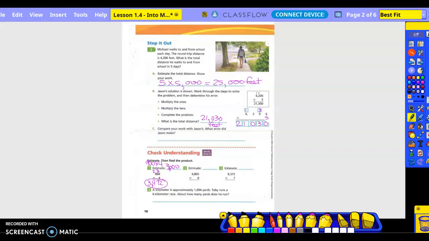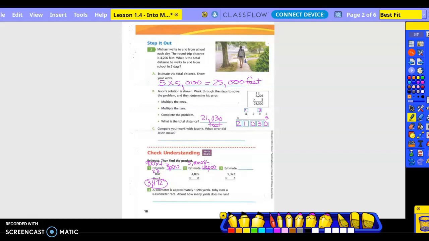4,805 times 8. So are we going to go with 4,000 or 5,000? 5,000. Okay, so 5,000 times 8 equals, so 8 times 5 is 40, and add 3 zeros, so 40,000. Okay, now on these problems, these will each be worth 4 points because you need to show your work for the estimate and get your answer. Then you need to show your work for the actual answer, and then also get your actual answer.